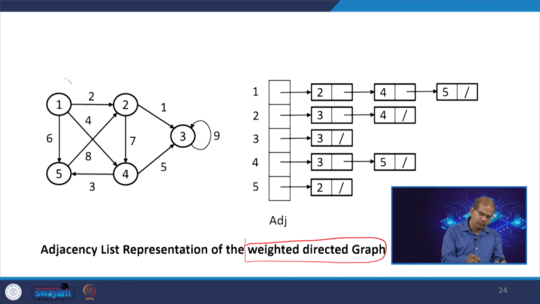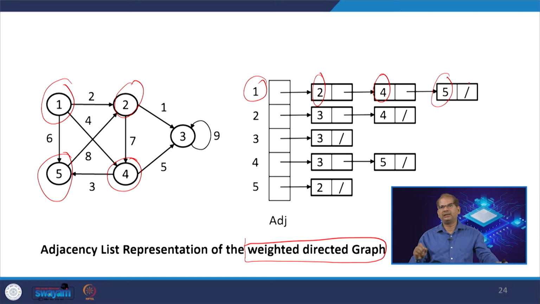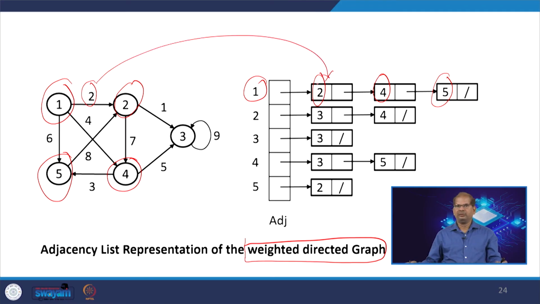I have a node 1 which is connected to 2, which is connected to 4 and which is connected to 5. So, as you can see, node 1 is connected to 2, 4 and 5, then you have a null pointer to say that there are no more connections. Then you have an edge weight associated with each one of the nodes. The weight associated with that edge will be stored inside that node itself.